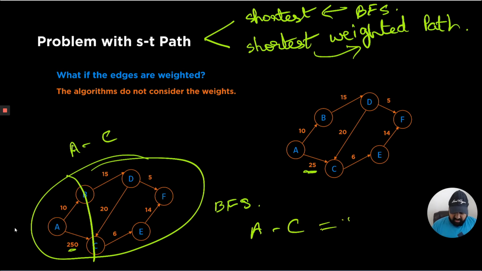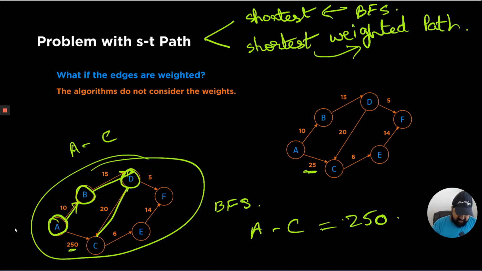Now this is wrong because if we had performed a DFS on this one, it would go from A to B, then from B to D, and then D to C, which will give us a total path length of 30 plus 15, which is 45. So although we expect it to take a shorter path, now it's taking a longer path because of the BFS.